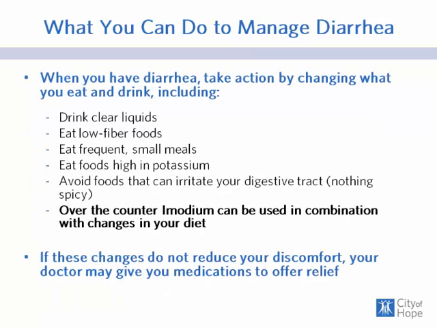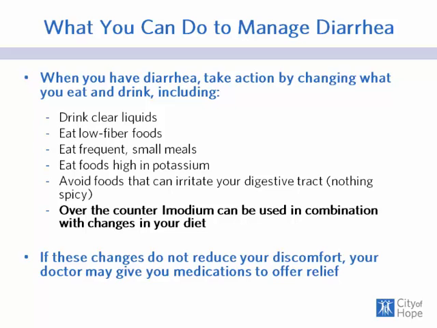What you can do to manage diarrhea. When you begin experiencing diarrhea, you can take action by changing what you eat and drink, including drinking clear liquids. As soon as your diarrhea starts, switch to a diet of clear liquids such as water, apple juice, clear broth, and ice pops. Avoid milk products as lactose intolerance may contribute to diarrhea. Eat low-fiber foods. As your diarrhea starts to improve, add foods low in fiber to your diet such as bananas, rice, applesauce, and toast. Eat frequent and small meals.